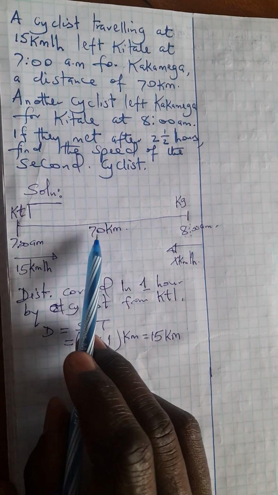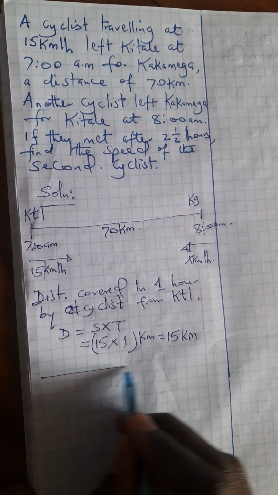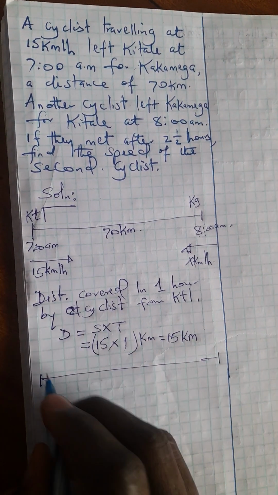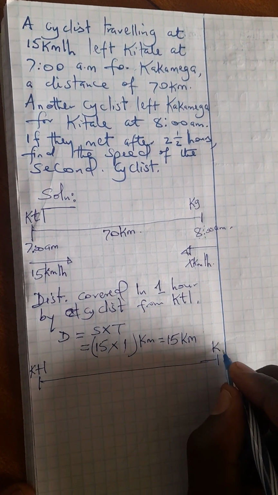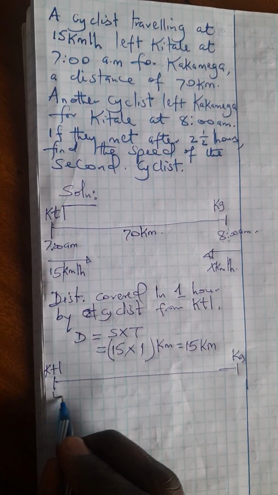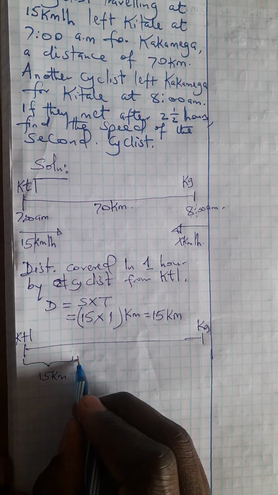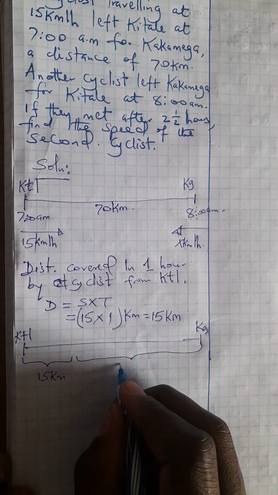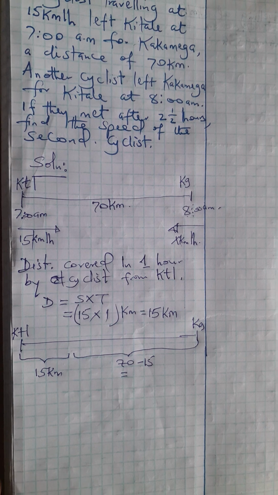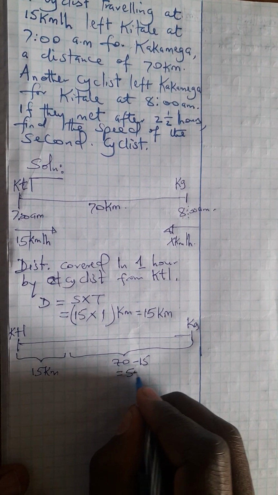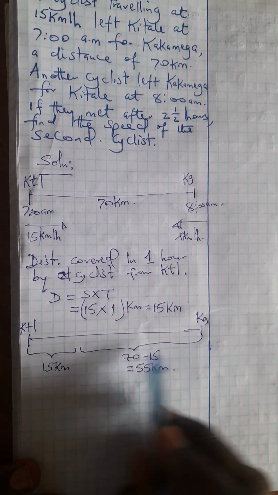Now, out of 70 kilometers, how much distance is still left? So you can resketch it this way. We have Kitale and Kakamega. So this one will have covered already 15 kilometers. So the remaining distance here is 70 minus 15, which is 55 kilometers. So this is the relative distance, the distance apart.